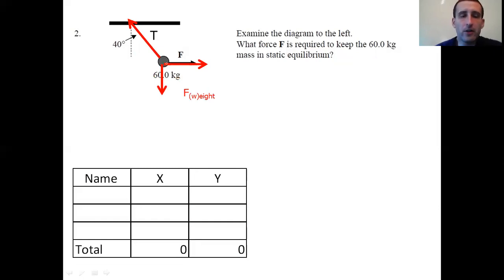So again, we look at our arrows. We got the weight force down, the force applied that they're just calling F, which I'd rather they actually gave a better name than that, but that was how the problem was written. And then the tension in the string.